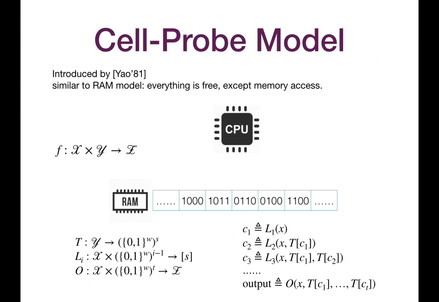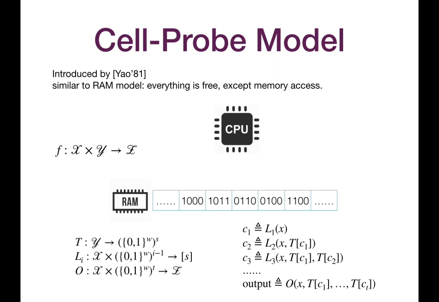Before introducing our approach to proving the lower bound for RMQ, I would like to introduce the computational model. The cell probe model was introduced by Andrew Yao in 1981. It is very similar to the famous RAM model. In the cell probe model, operations are free, except memory access. A data structure is interpreted as a table of memory cells. The interaction with the data structure is modeled as a procedure of probing.